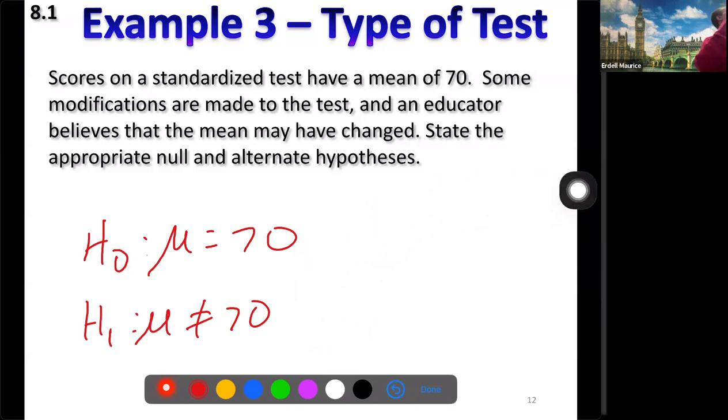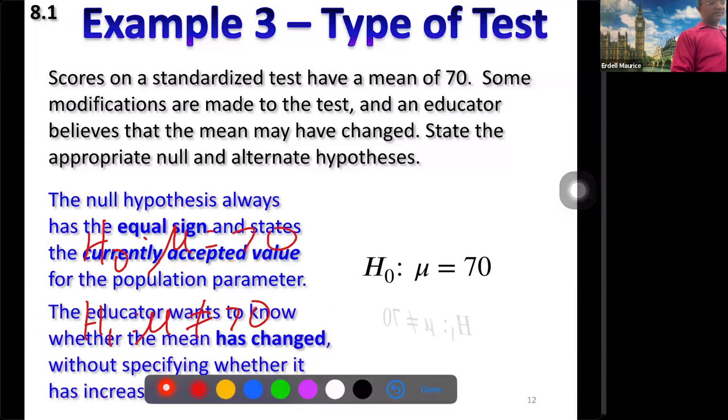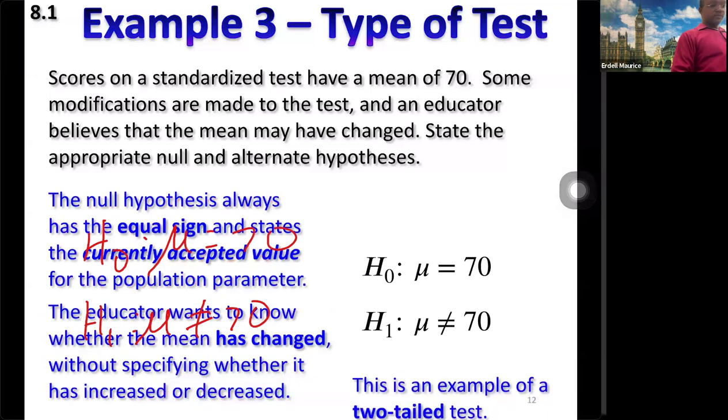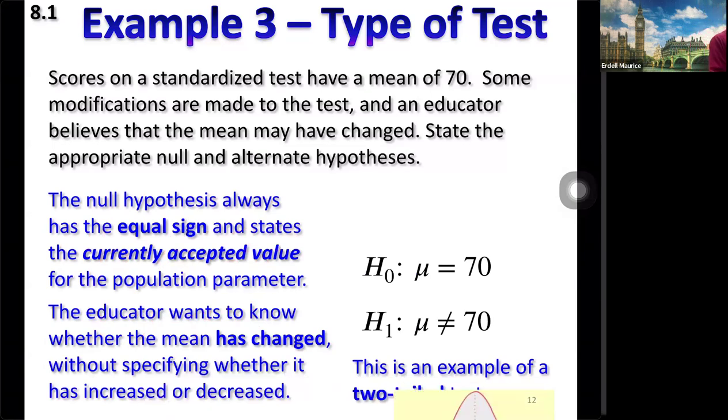All right? Questions there? This is a two-tailed test, right? Not equal to means that the error is split on two sides. Not equal to right here, and this is going to be a two-tailed test. Questions?